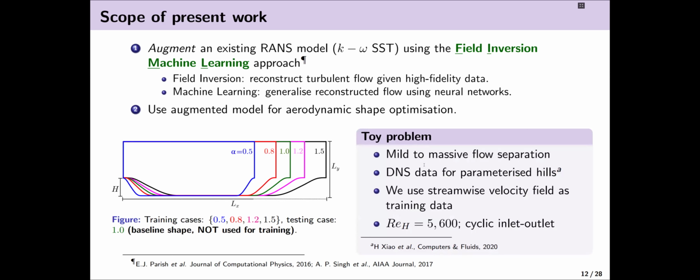We've chosen a toy problem here based on the available DNS data. So it's parameterized periodic hills. The flow goes from mild separation to massively separated flows, depending on the steepness of the hill. And the data is from DNS. The Reynolds number is 5,500. And we use the geometries, so alpha 0.5, 0.8, 1.2, and 1.5 for training. And then the baseline geometry is for testing. And that's also the geometry that we use for the baseline case of the shape optimization.